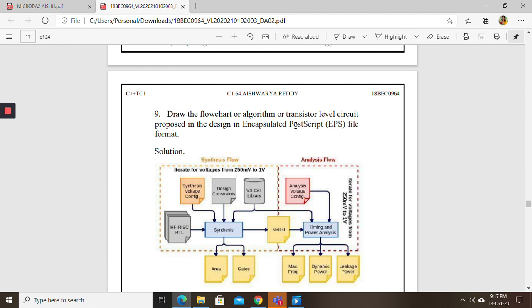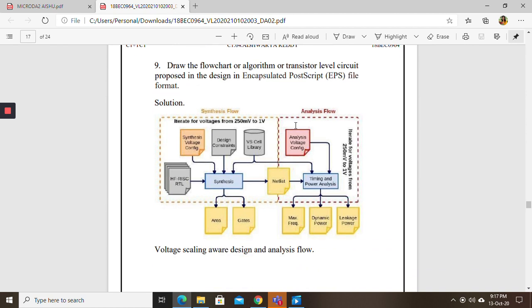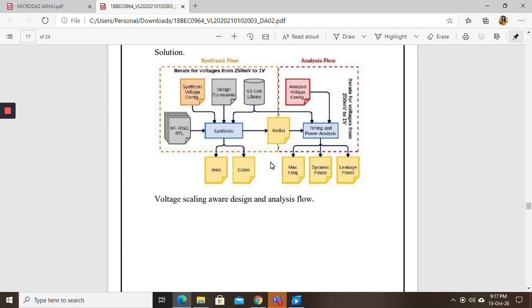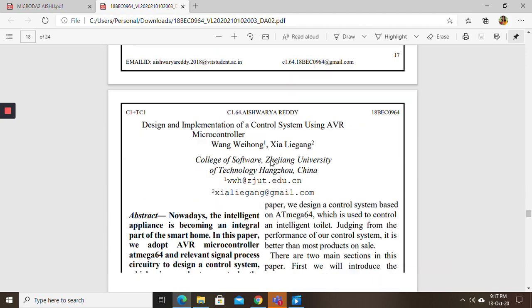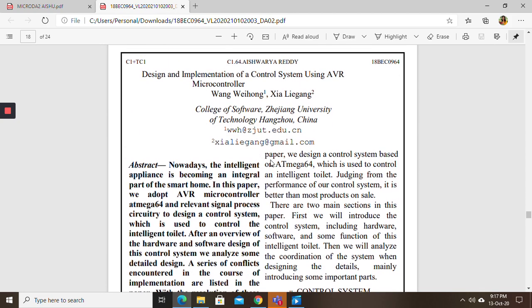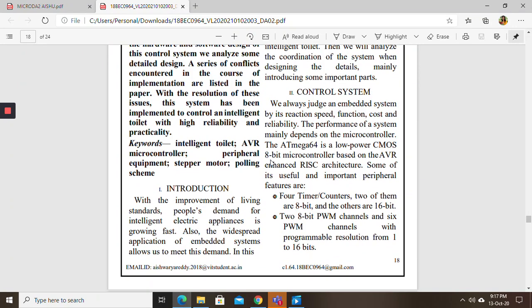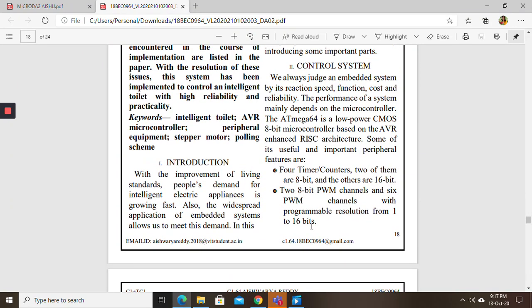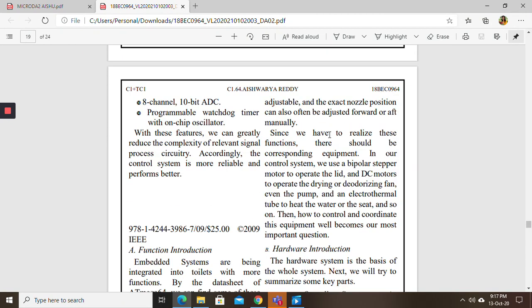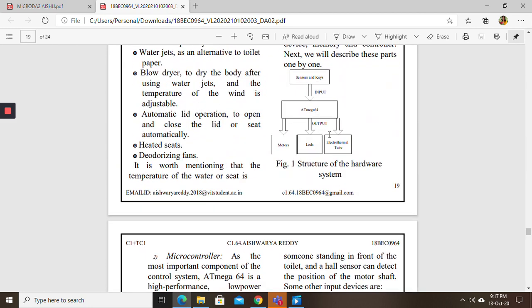Draw the flowchart, algorithm, or transistor level circuit proposed in the design. This is the voltage scaling aware design and analysis flow. And this is the paper on the control system, where you also get the introduction and all. The paper shows the structure of the hardware system.